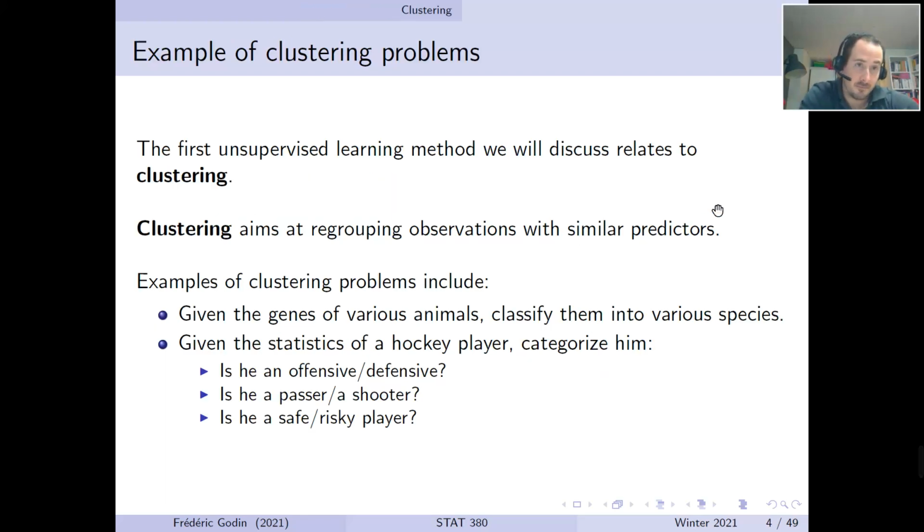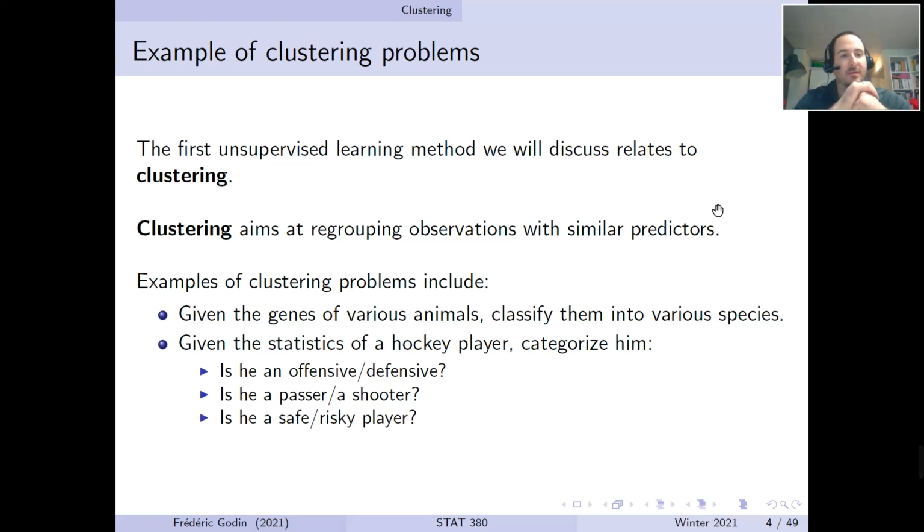There are numerous unsupervised learning methods in practice which apply to different types of problems, but what we will discuss in this chapter is clustering. Clustering is a problem where you aim at regrouping observations with similar predictors. So similar observations, you try to regroup them together and form groups of observations so as to understand what the groups look like. Examples of clustering problems could include the following.